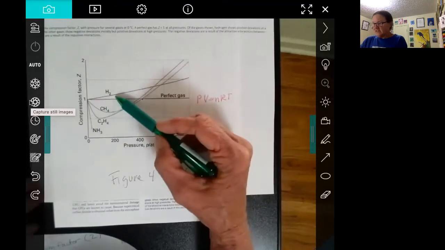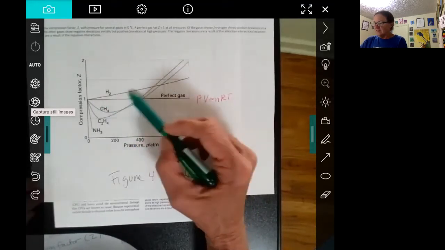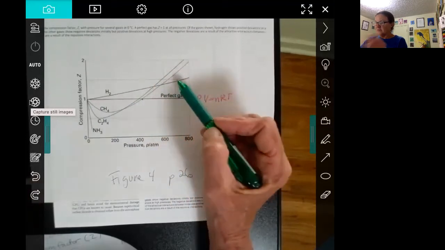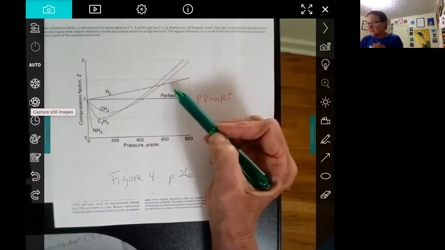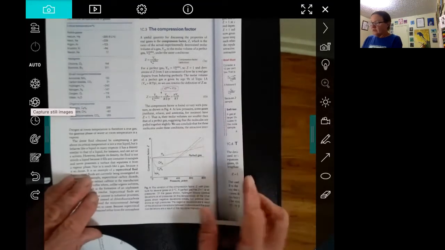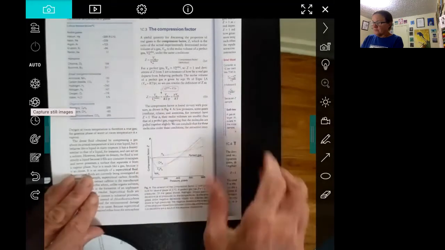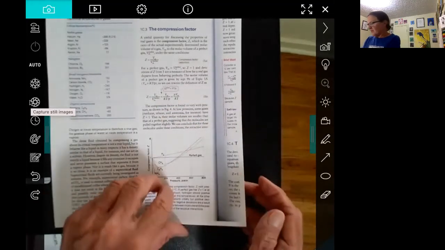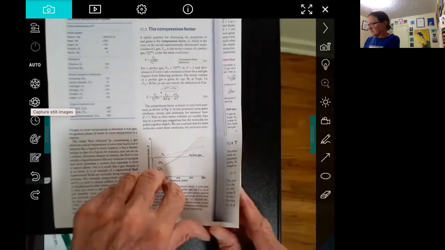Some things like H2 have such a weak dispersion force that they never have any attractive forces that make the compression factor less than 1. So depending on the substance, you can learn something about the interactions of the molecules by looking at the value of Z, the compression factor.